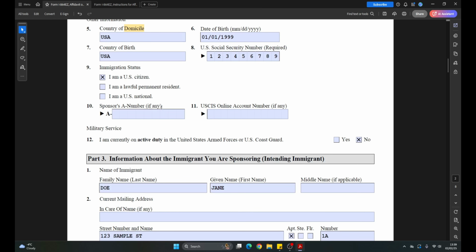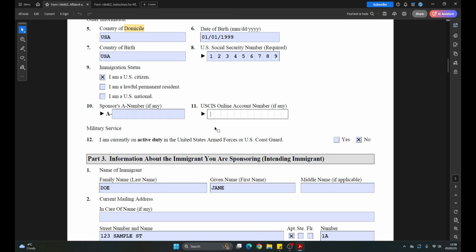Next, provide your A number if you have one. If you were born in the United States or if you acquired your citizenship through your parents, you're most likely not going to have an A number. But if you are a lawful permanent resident or a citizen through naturalization, you should be providing your A number here. And your online USCIS account number.